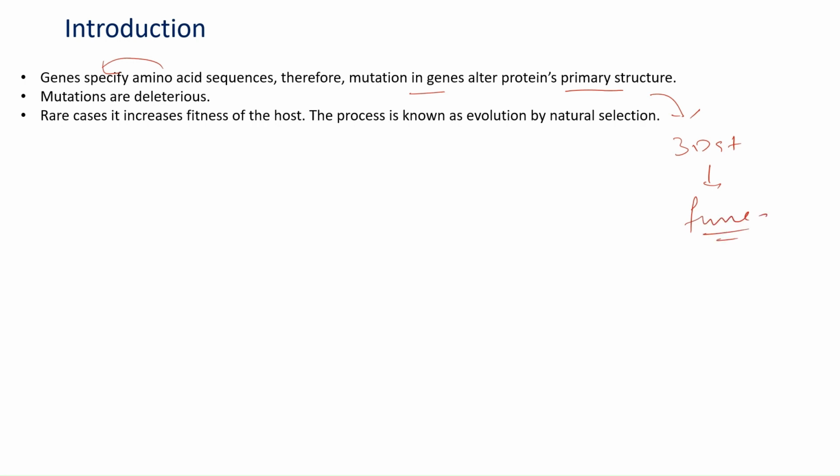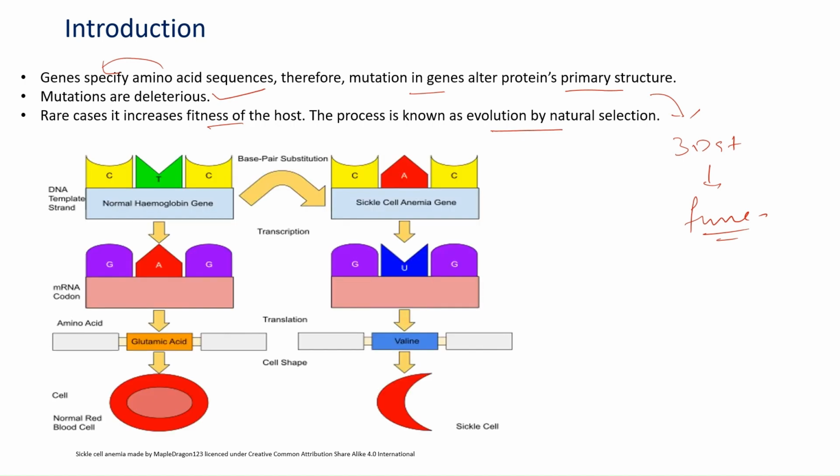And mostly these mutations are deleterious in nature, but in some cases it can increase the fitness of the host. That means it can be useful or helpful, and that process is known as evolution by natural selection. But mostly the mutations are deleterious in nature. For example, sickle cell anemia.